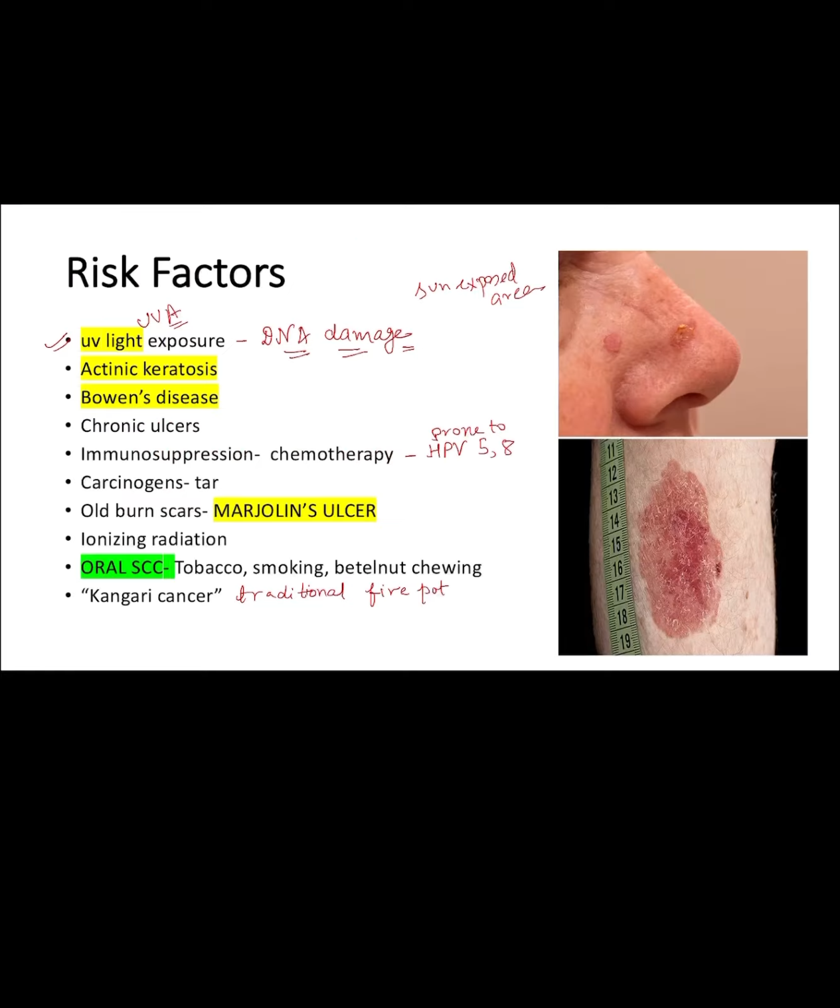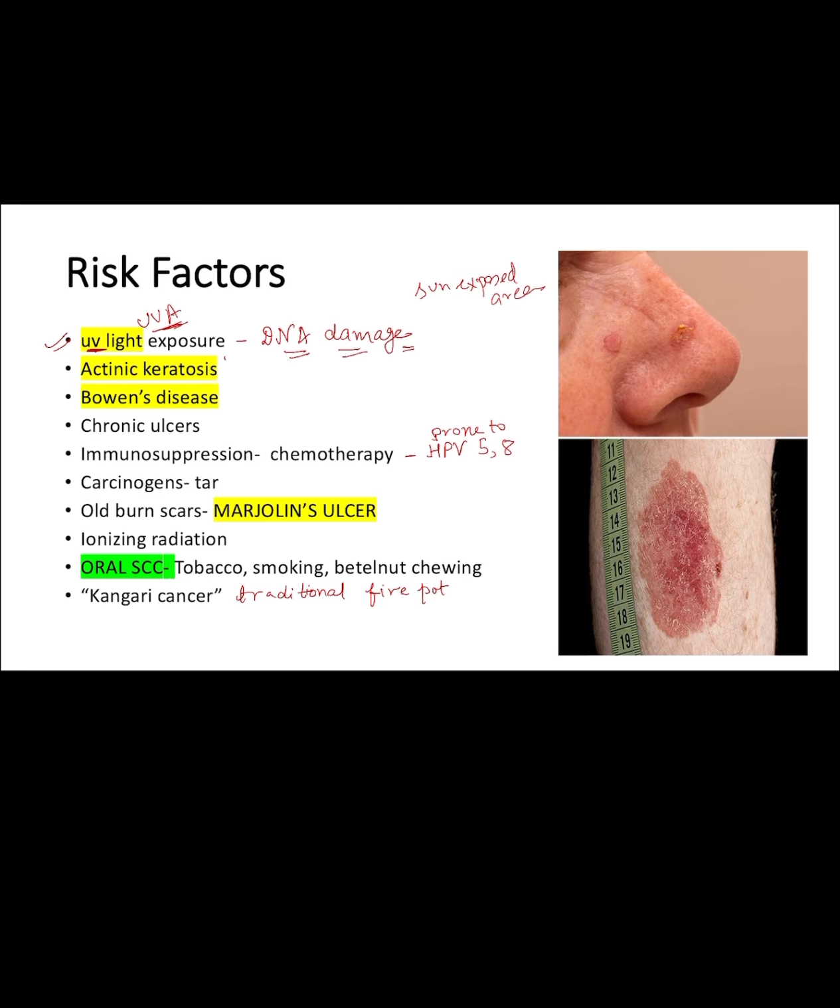Next we come to the risk factors which are important to know in case of squamous cell carcinoma of skin. So first and foremost is the exposure to the sunlight over long periods. When there is exposure to the sunlight, then there is DNA damage which is induced because of the ultraviolet radiations, especially the UVA rays, and they cause the damage to the DNA. And DNA damage will cause the proliferation of the abnormal keratinocytes.